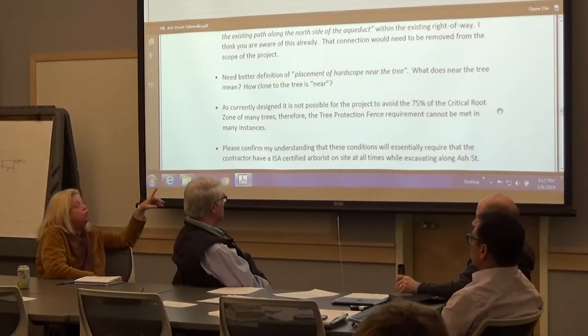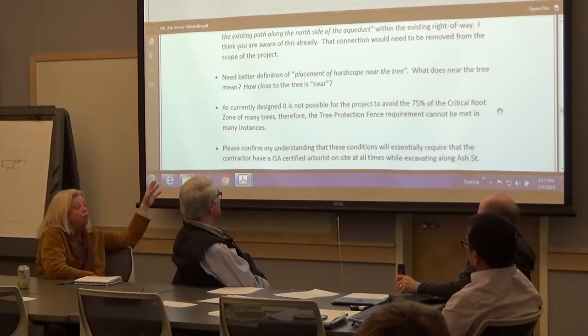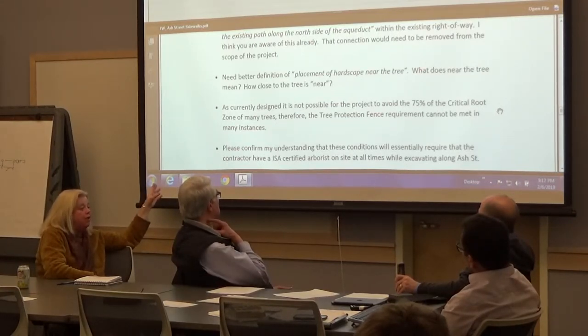I don't think it's one tree. I think this goes back to the whole project. They're now reneging on a lot of the standards the planning board put together on the whole project. It's all the other trees that we thought were safe, that were going to be handled in an intelligent, thoughtful manner.